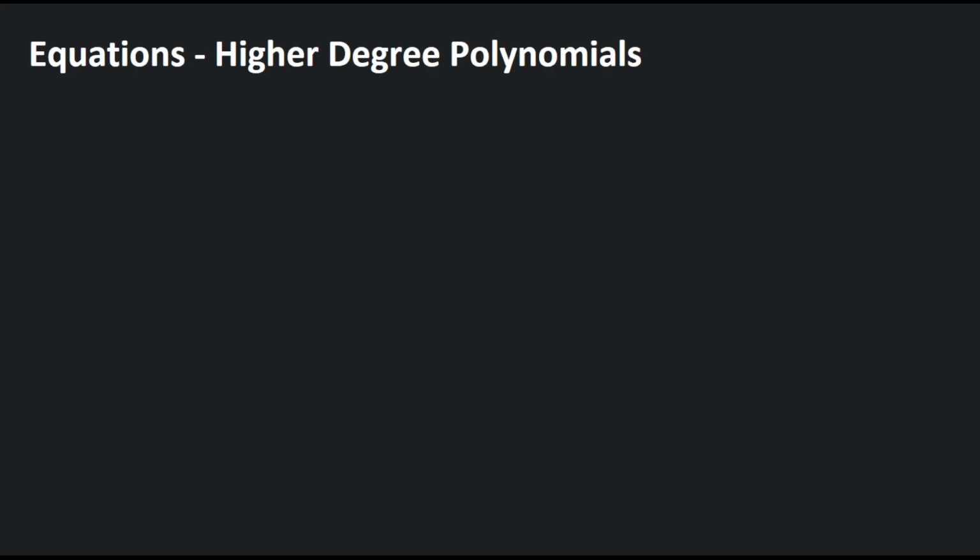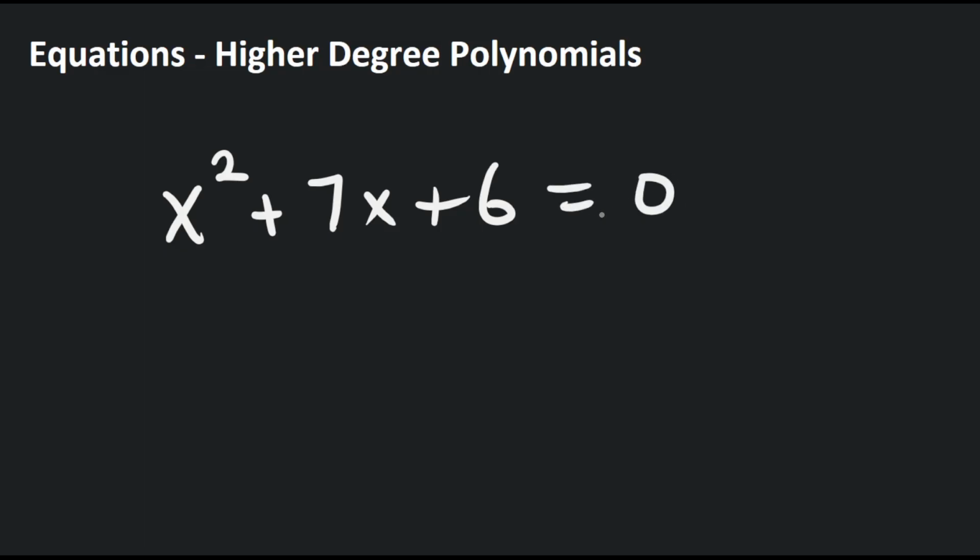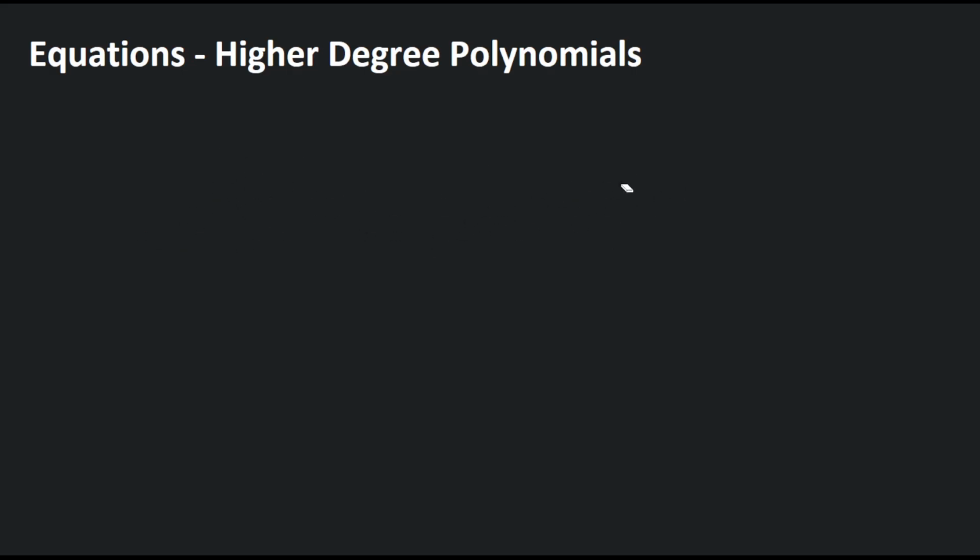Hey everyone, in this video we'll learn how to solve higher degree polynomial equations. Up until this point we've been solving a lot of quadratic equations. Quadratic equations are equations where the highest degree is 2, something like x squared plus 7x plus 6 equals 0. It's something that can be written in the form ax squared plus bx plus c. We've been learning how to solve a lot of those types of equations up until this point, and in this video, we'll go ahead and solve some higher degree polynomial equations together.